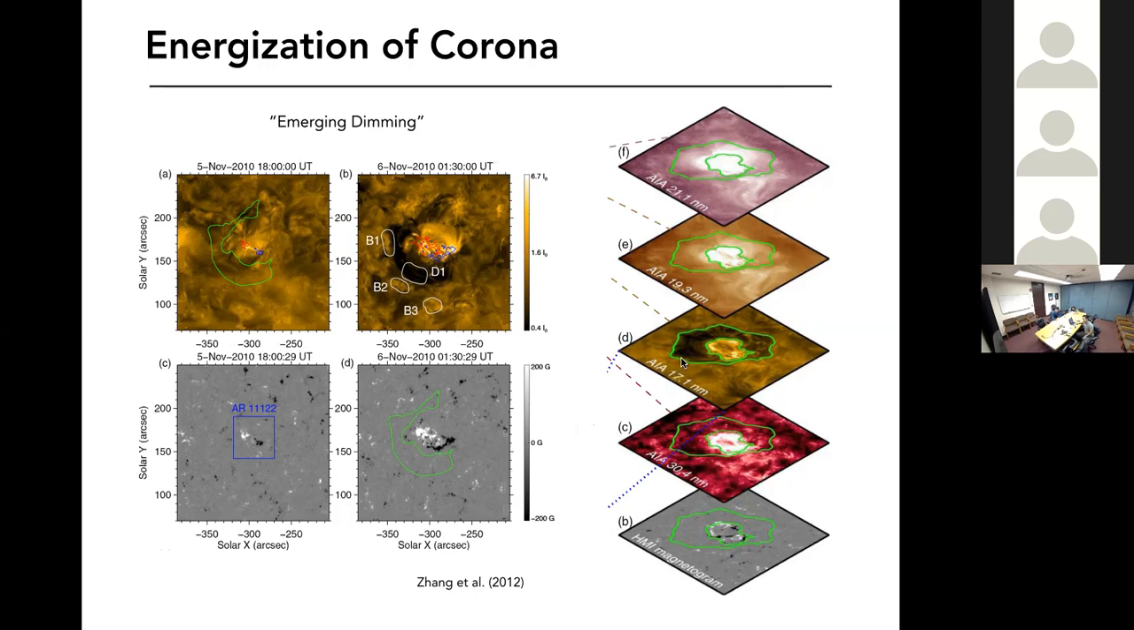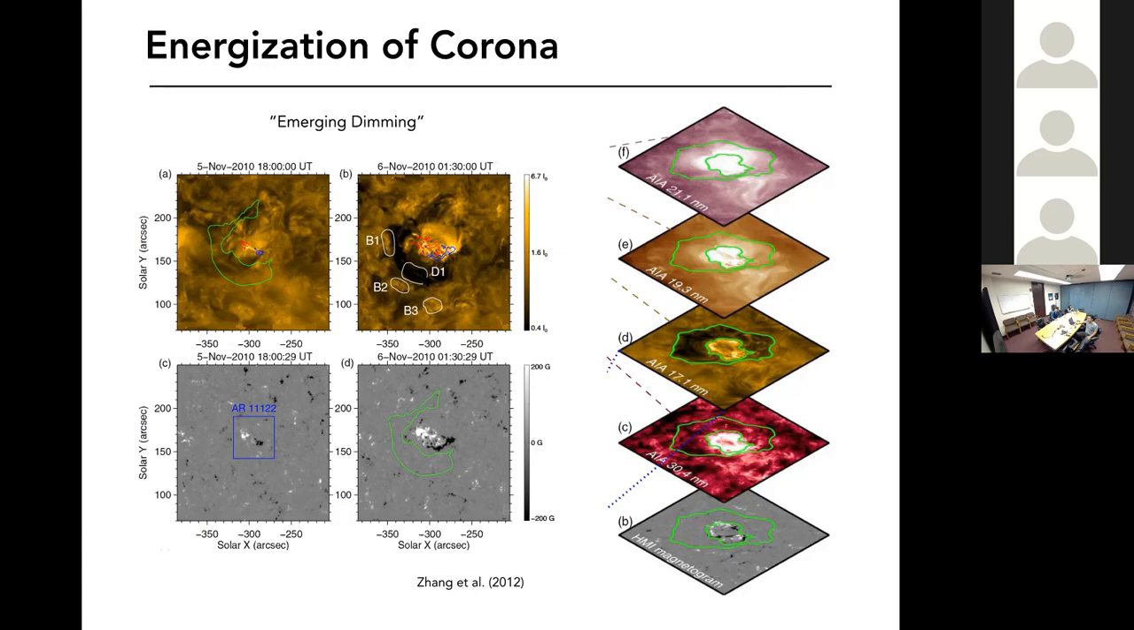So this is the dimming we see in 171, but when we go to a higher temperature, 211, which is about 1 to 2 million Kelvin, we see a brightening. So most likely, without performing any quantitative analysis, we can guess that it's plasma being heated, instead of cooling off. This is consistent with energy being pumped into the corona through flux emergence. Once it starts to emerge, it reconnects with the ambient flux and heats the plasma. But with only one channel of observations, we would see decreasing emission.